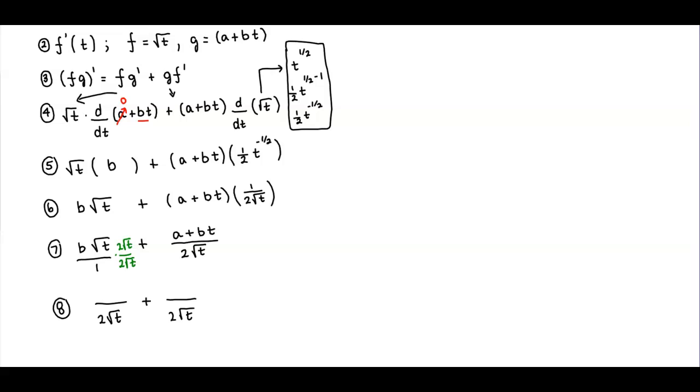So we end up getting 2 times b, and the square root of t times the square root of t is t, plus a plus bt. So if we combine like terms, then we end up getting a plus 3bt divided by 2 times the square root of t.